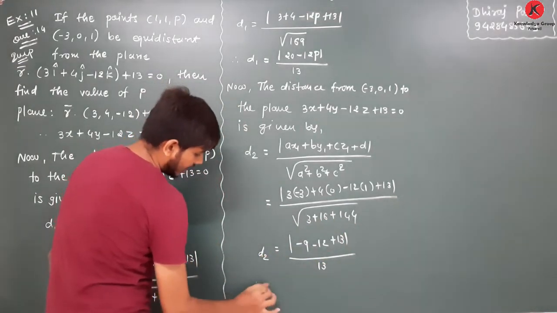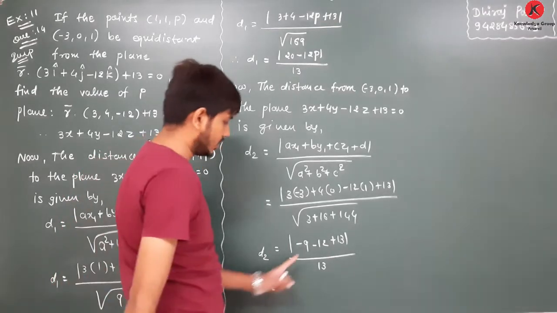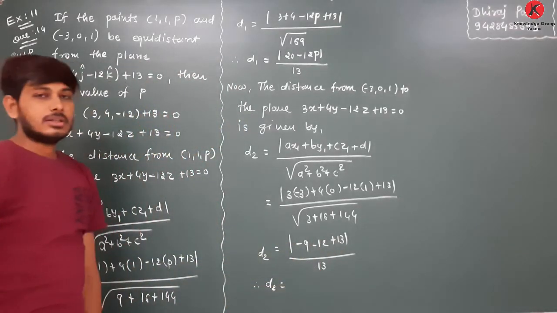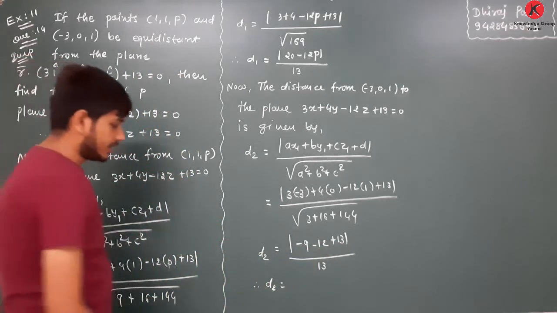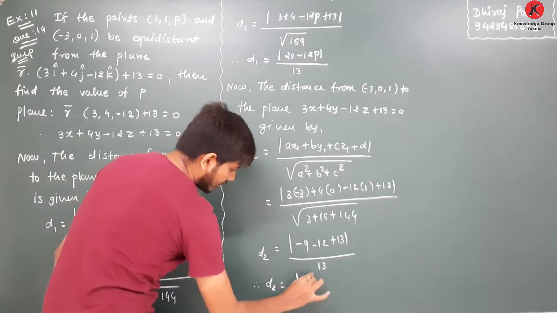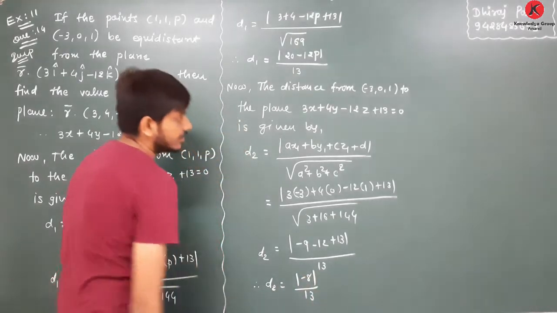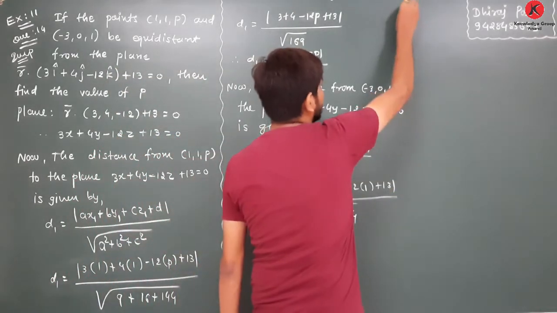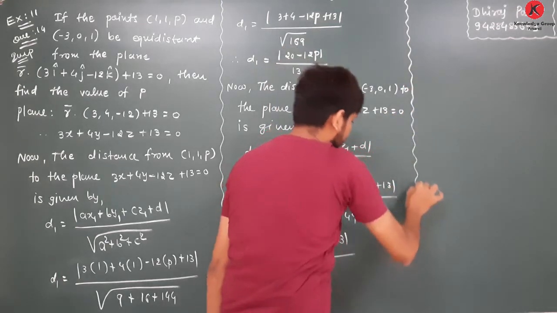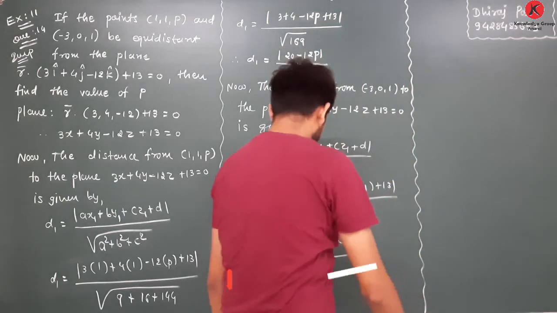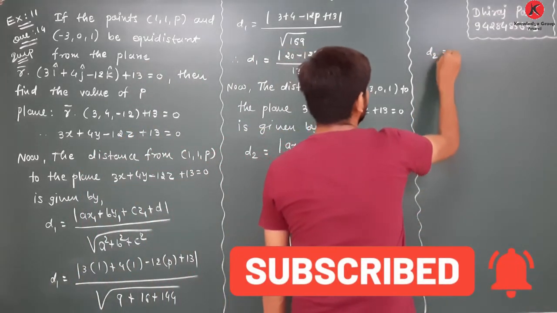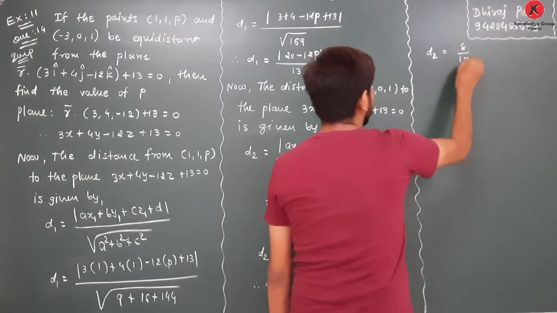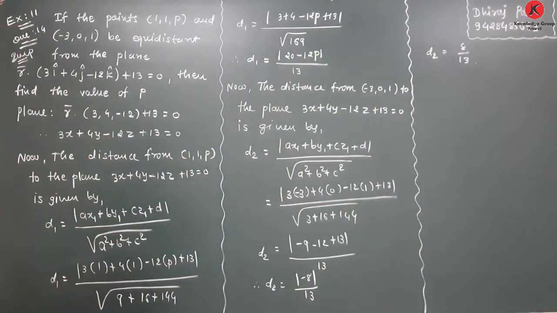We already know that, and therefore d2 equals to... what will be the value of d2? Minus 12 plus 13 plus 1, minus 9 plus 1, minus 8. So minus 8 divided by 13. Now we have to take the modulus of this. We are getting d2 equals to 8 by 13. d2 equals to 8 by 13.